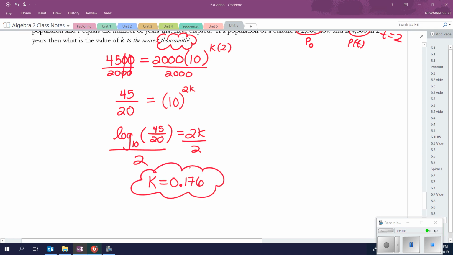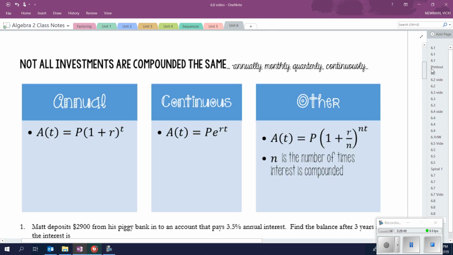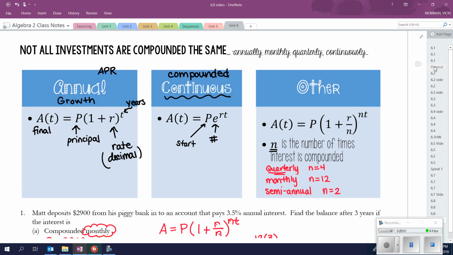Yay! Okay, that's it. Congratulations! So you need to memorize. Whoa, that was weird. Did you see that? That was weird. Okay, so you need to memorize these 3 formulas and when you have to use them. Okay?